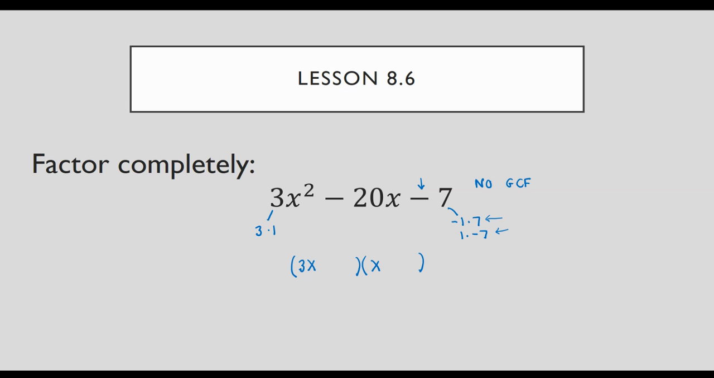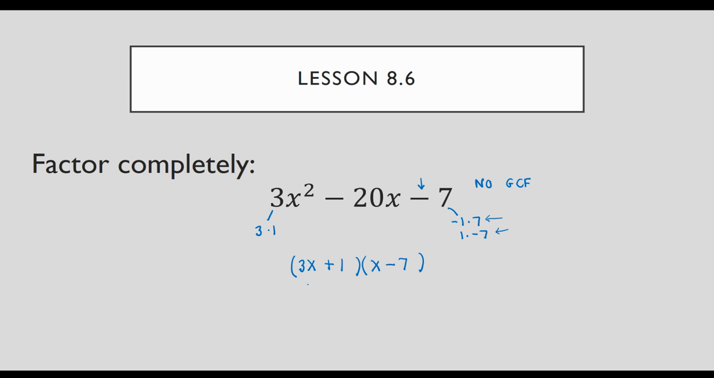So I'm going to guess, I'm going to start with the bottom one right here. So 1 and negative 7. And I'm going to put it in just like it is. Positive 1 I'll put first and negative 7 I'll put second. So I did my guessing and now I want to do my checking.